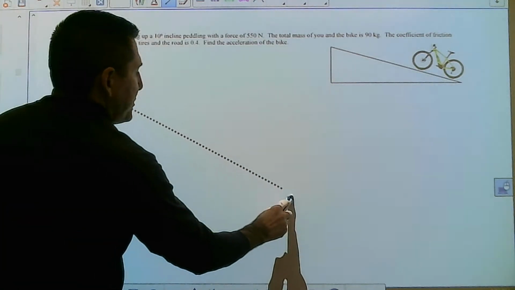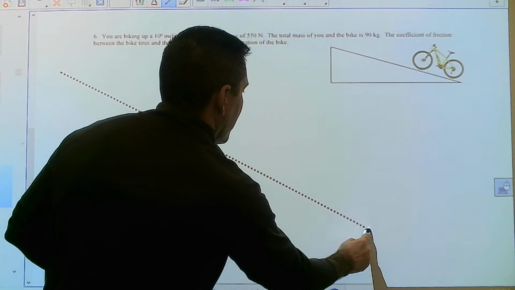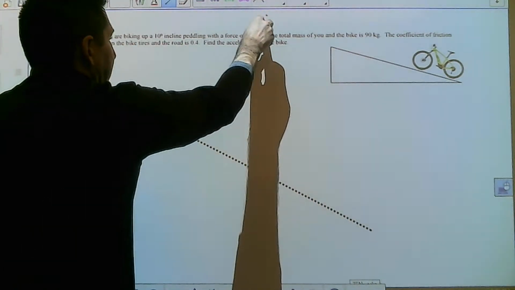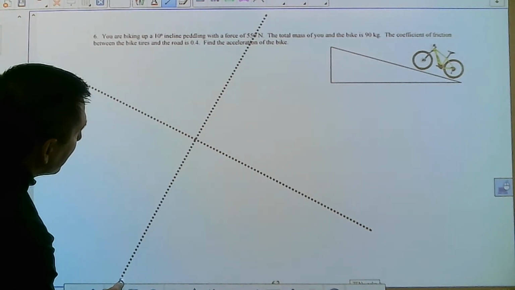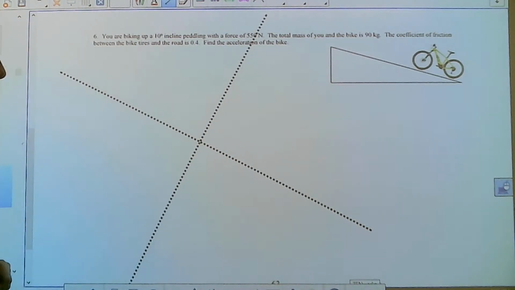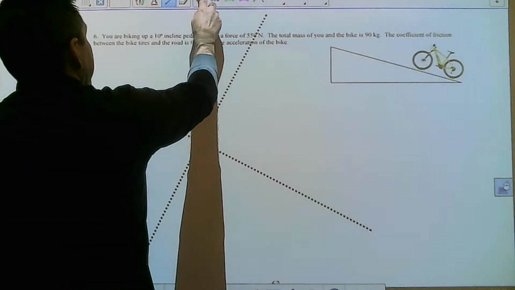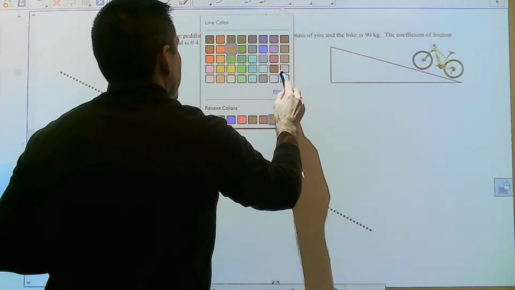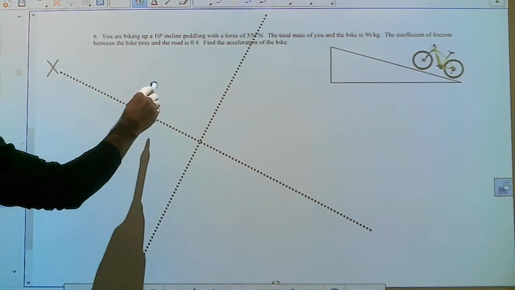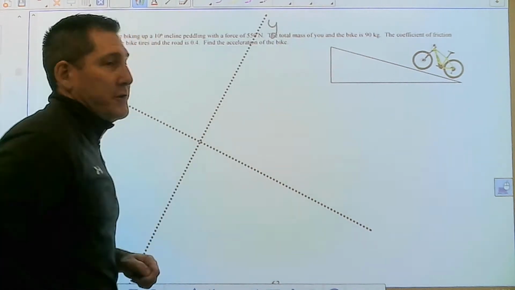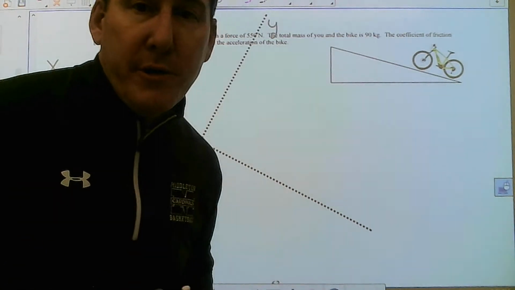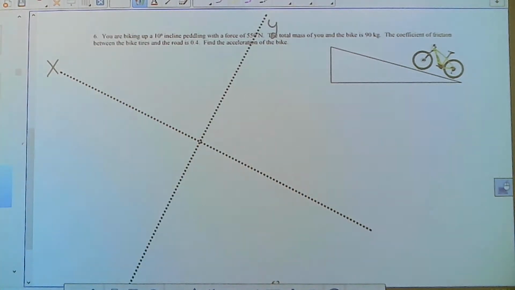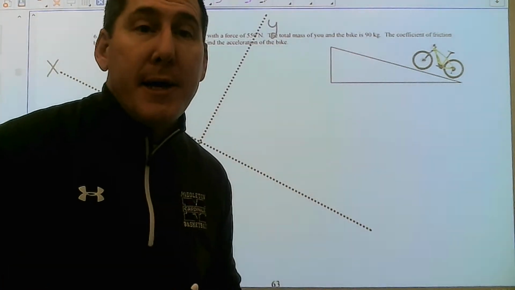So I'm going to adjust my X axis to be at an angle, and then obviously perpendicular to that will be the Y axis. So this is my new X axis. This is my new Y axis. I'm just tilting the world in which we live. Now the way I'm biking is along that new X axis. So that's the first key to doing an inclined plane problem.